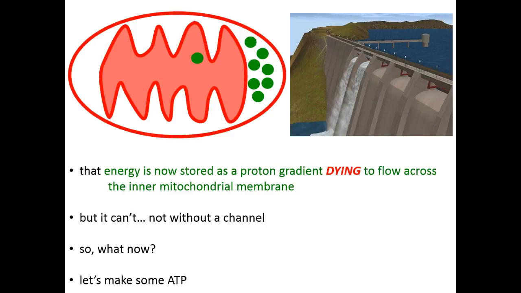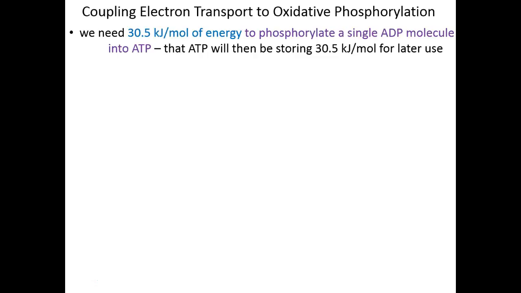Well, somehow we have to take this idea, this proton gradient, and use it to make ATP, and that's what oxidative phosphorylation is all about. So to make a single ATP molecule from ADP, to power the phosphorylation of ADP into ATP, we need about 30.5 kilojoules per mole. And once we put that energy into ATP, that's the energy we get out when we break that last phosphate off of the triphosphate chain. So each ATP molecule stores about 30.5 kilojoules per mole because that's what it took to make that molecule. So that's the energy we need to make ATP.